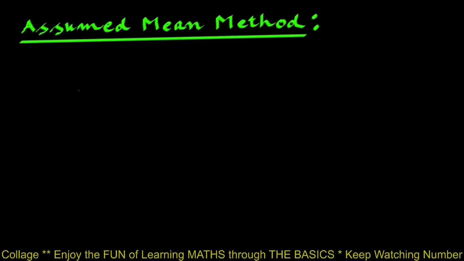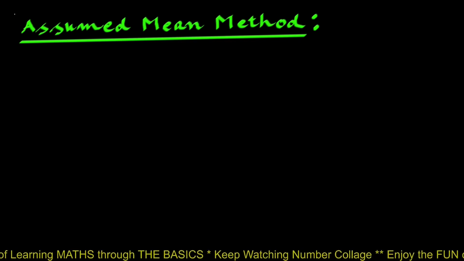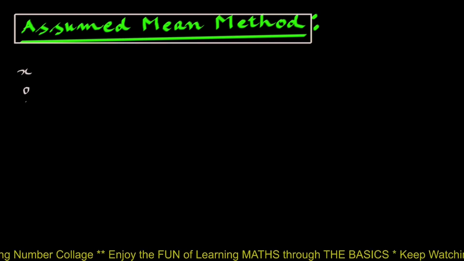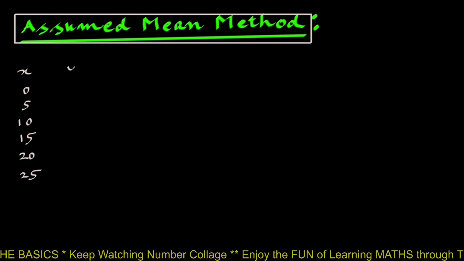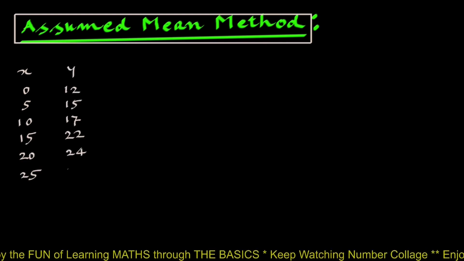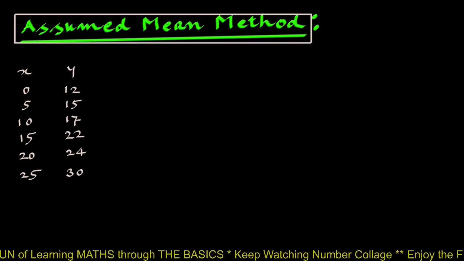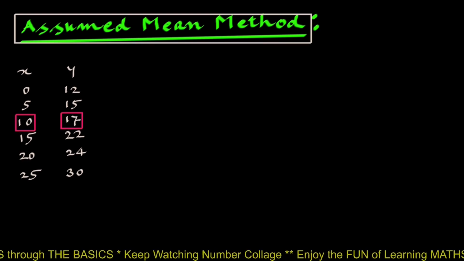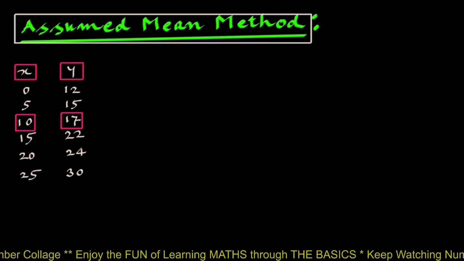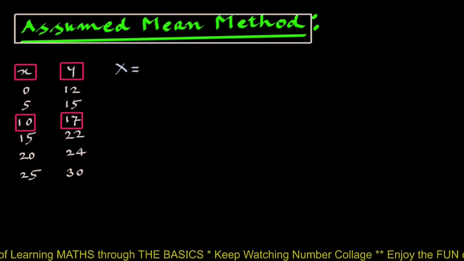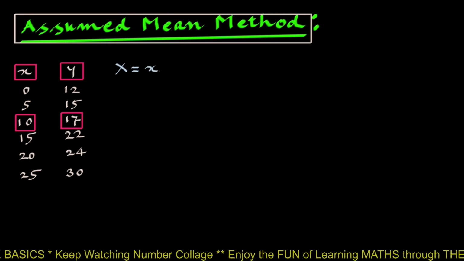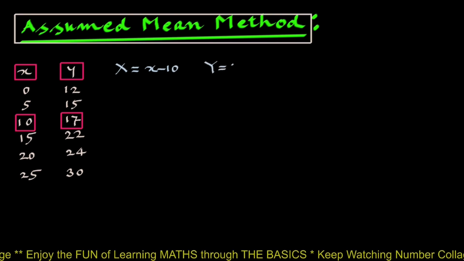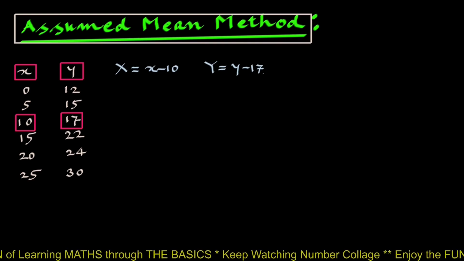That was direct method. When the values of x and y are large, this assumed mean method is convenient. For example, suppose values of x are 0, 5, etc. and 25, values of y 12, 15, etc. and 30. We assume convenient values of x and y as assumed mean. Here we assume 10 and 17 as the assumed means of x and y, and create a new value capital X, which is deviation of x from the assumed mean, that is x minus 10, and capital Y as deviation of y from the assumed mean 17, that is y minus 17.